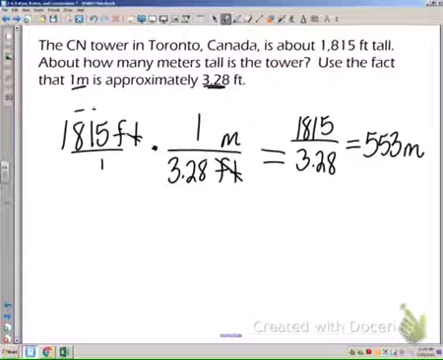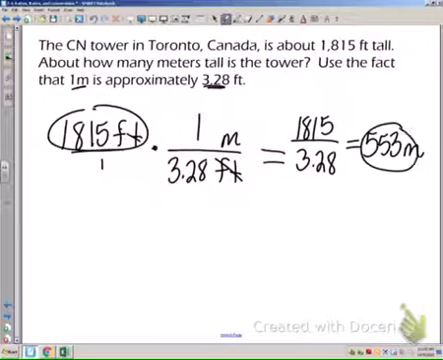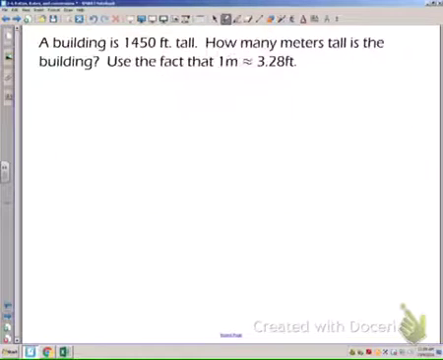So my final answer, since I converted feet to meters, I would expect it to be a smaller number because when I'm comparing these two, the meters is a smaller number. So it seems to make sense in terms of the problem. Let's try another one. I would encourage you to pause the video at this time and try this problem on your own. And then after you're done trying it, turn it back on and check and see if you did it correctly.